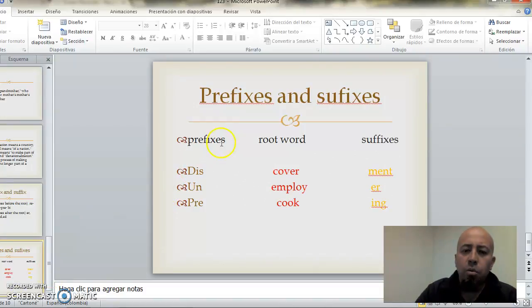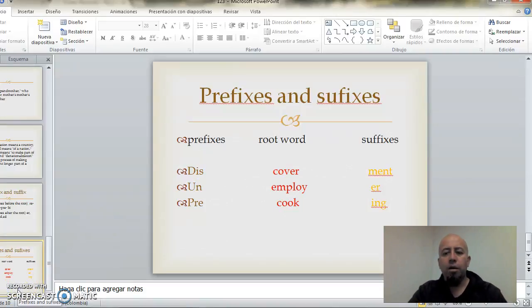Okay, here we have some examples about prefixes and suffixes. This is the root. This is the root word. We can change this form, but this word has prefixes and suffixes, as you can see. The prefixes are before the word and suffixes are after that word. Here we have these examples, as you can see.